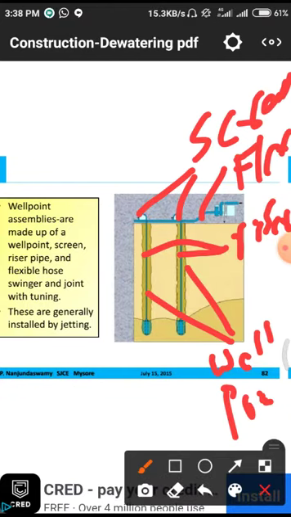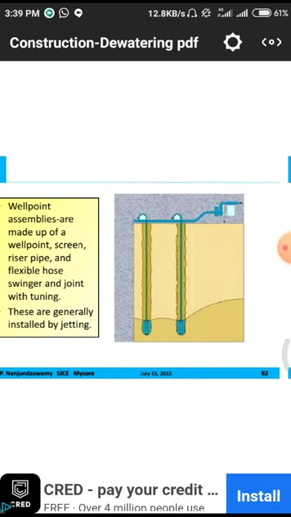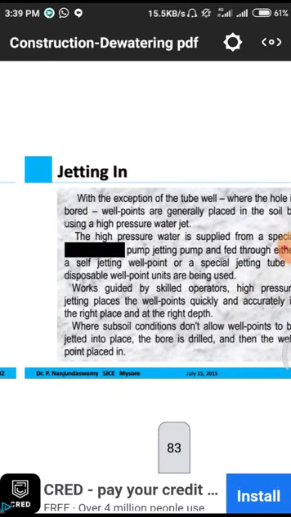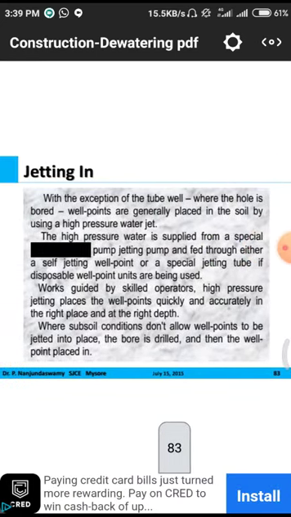Swinger and joint with turning. Here we are having swinger and joint with turning. Those are generally installed by a jetting action phenomena. What is jetting?